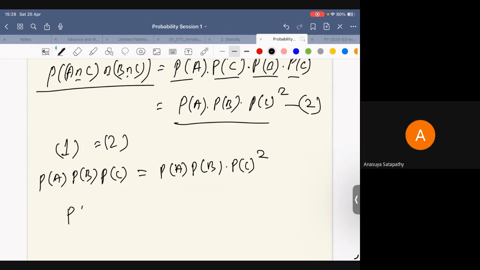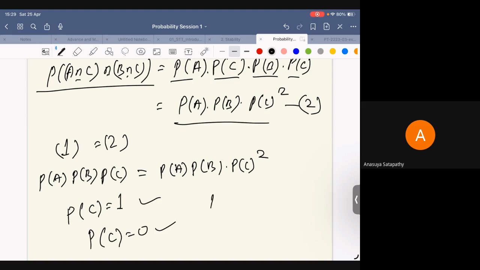If P of C is equal to 1, then what will happen? They can be equal to each other, because the only number that, when you square it, is equal to itself is 1. Okay, what about 0? Yeah, 0 also. For example, it can be P of C equal to 1, or it can be P of C equal to 0. Yes. And what other conditions?